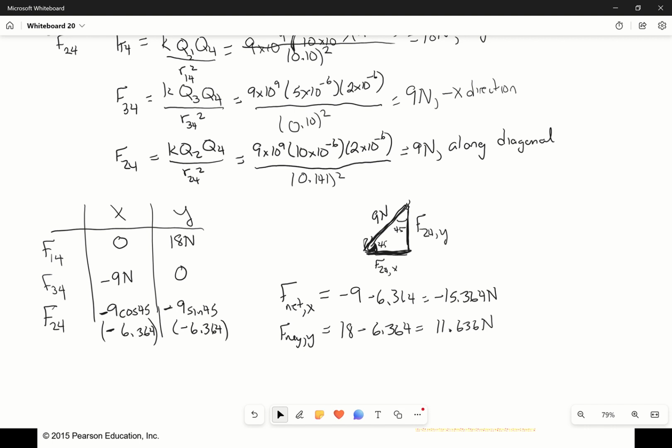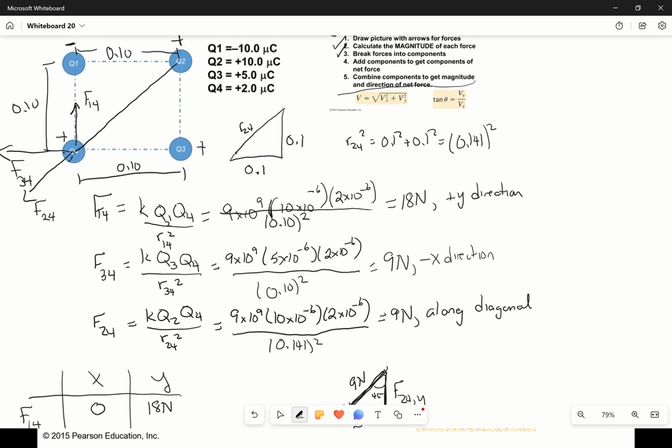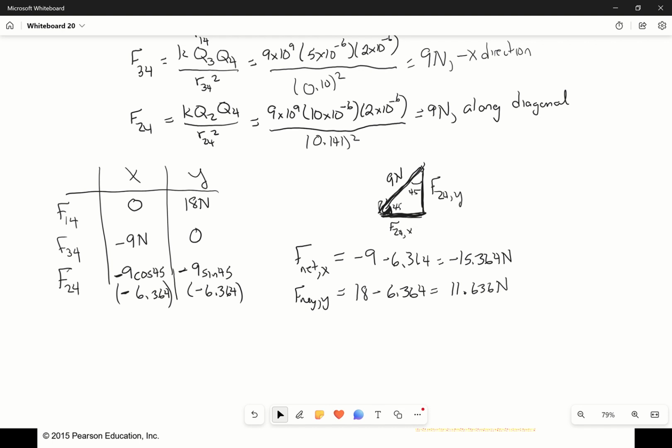Okay, so there's my net force components. And now I've got my components, I can find the magnitude and the direction. How do I find the magnitude and direction? Well, if I scroll back up, I use these two equations in yellow down here. The magnitude is the square root of the x component squared plus the y component squared. The direction we get by using the tan of the y over the x. All right, so the net force is going to be square root of F net x squared plus F net y squared.